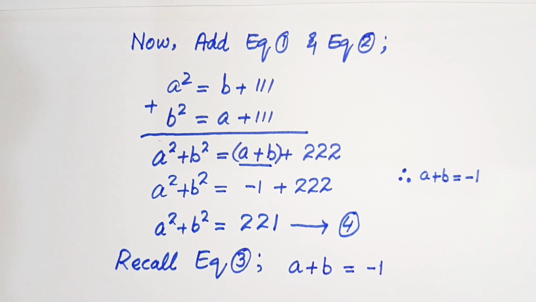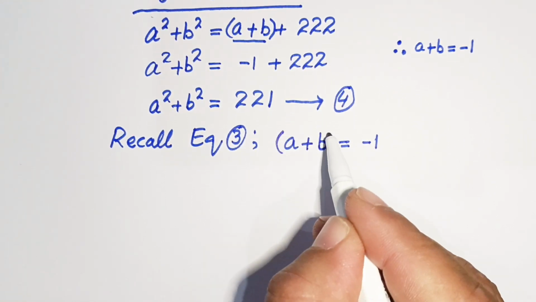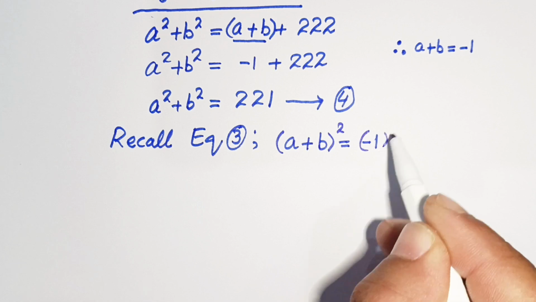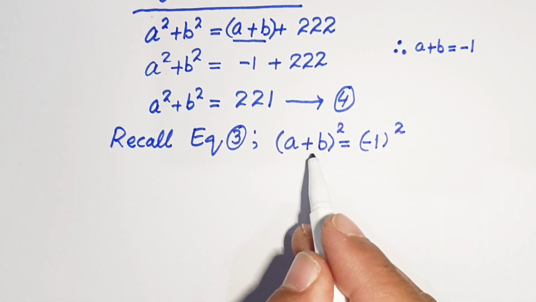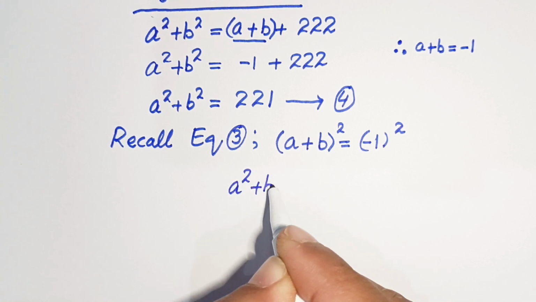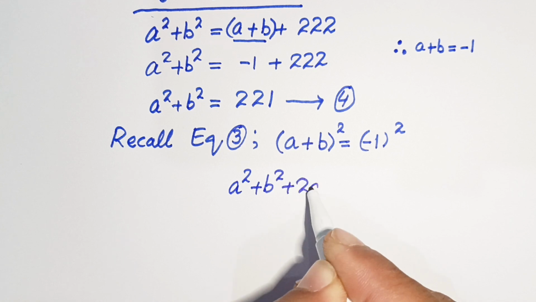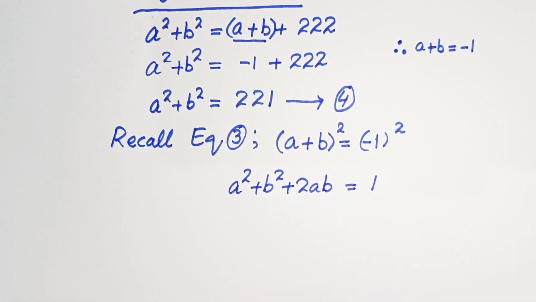So if we take the square on both sides of this equation, then on the right-hand side, when we expand it, (a plus b) whole squared will be a squared plus b squared plus 2 times a times b, which is equal to (minus 1) squared, which is equal to 1.